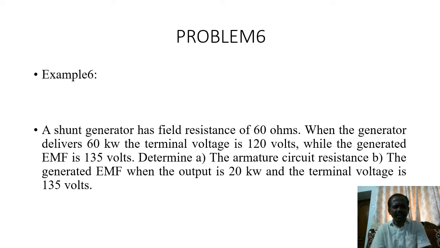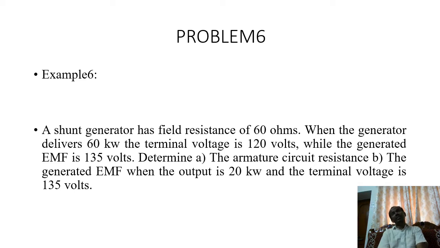A shunt generator has field resistance of 60 ohms. When the generator delivers 60 kilowatt, the terminal voltage is 120 volts, while the generator EMF is 135 volts. Determine the armature circuit resistance. Then find the generated EMF when the output is 20 kilowatt and the terminal voltage is 135 volts.